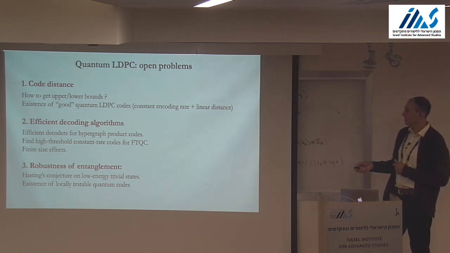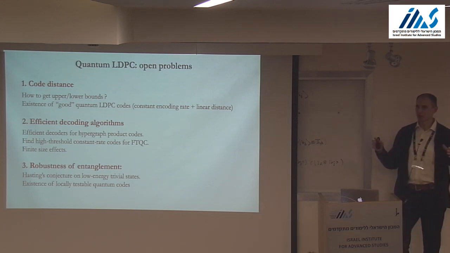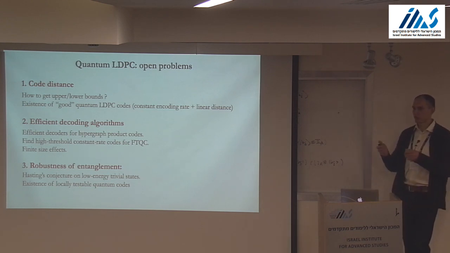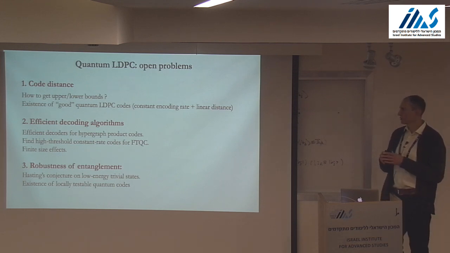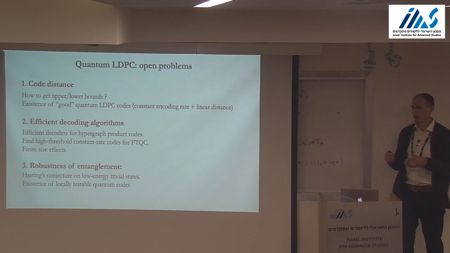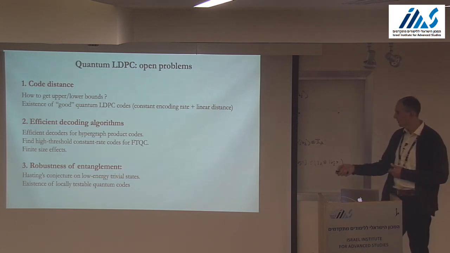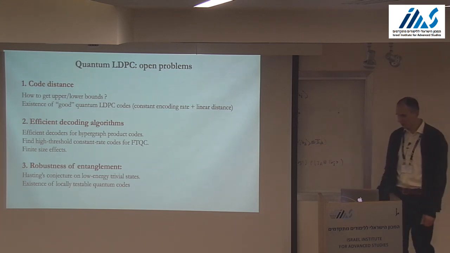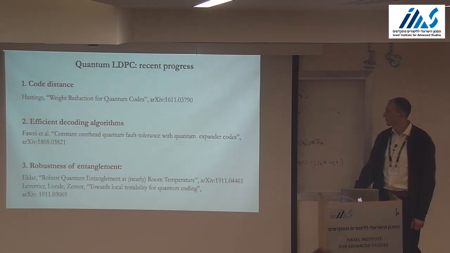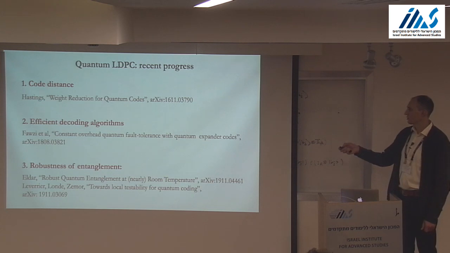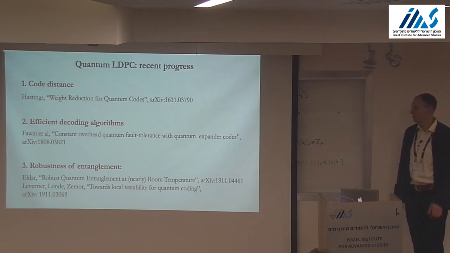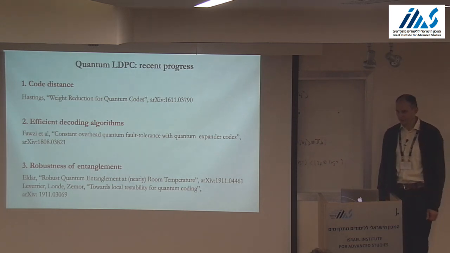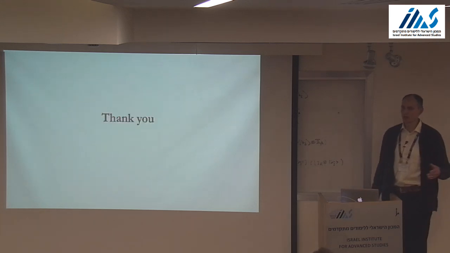When people do numerical simulation of decoding algorithms, one problem is finite size effects. To observe a threshold behavior like what I showed you for the surface code, one would need to go to very large code sizes, with maybe thousands or millions of qubits. And then we have these conjectures about robustness of entanglement that I mentioned. Over the last years, there was a lot of progress on each of these open problems. So if you are interested, you can follow these papers for more details. And that's it. Thank you for your attention.